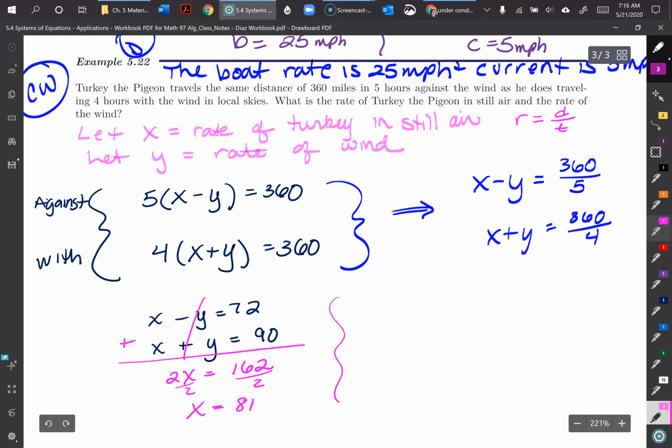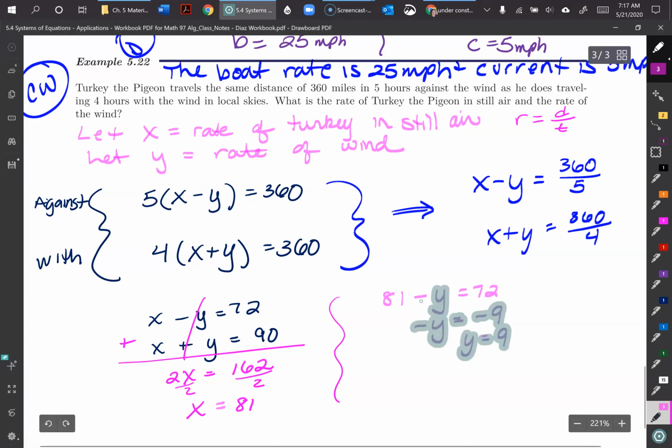We could just back sub that right up in here for y. x minus y equals 72, so we could do 81 minus y equals 72, and then we're just going to solve for y, so we would have negative y equals 72 minus 81, which gives us -9. So y equals 9. And then just check to make sure that all works out. So that would be one way to do it.